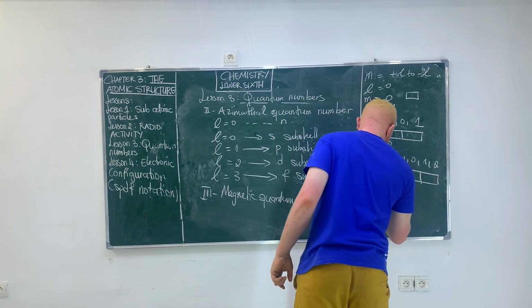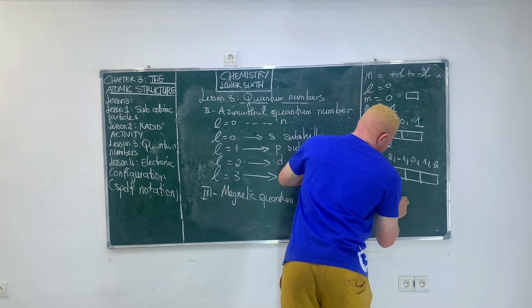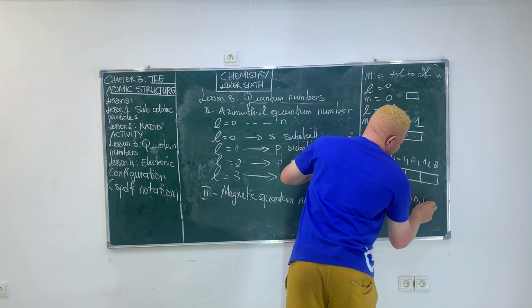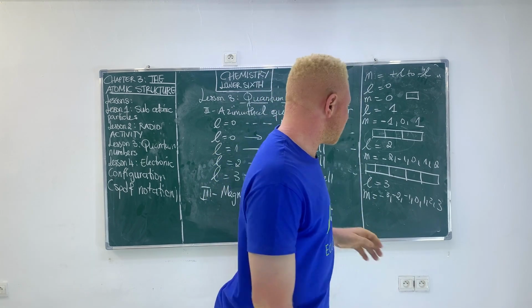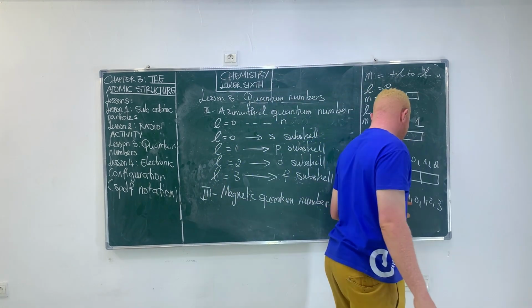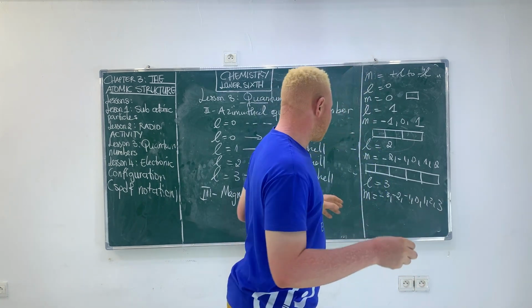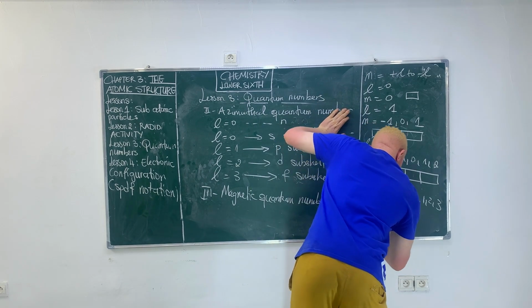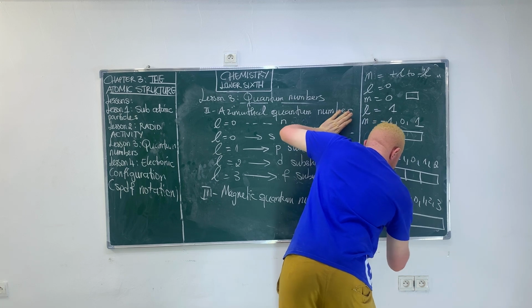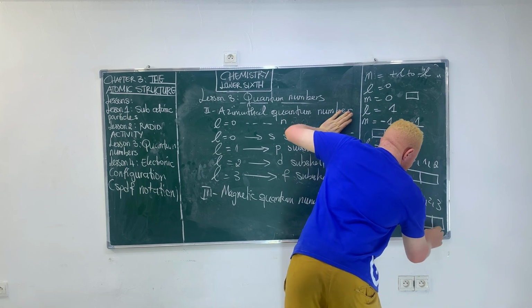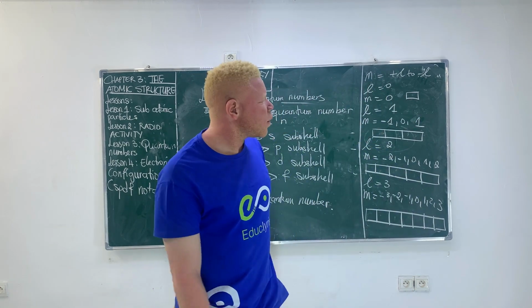For l equals 3, m will be -3, -2, -1, 0, 1, 2, 3. So let's count the number of numbers: 1, 2, 3, 4, 5, 6, 7. That means there are 7 quantum cases.